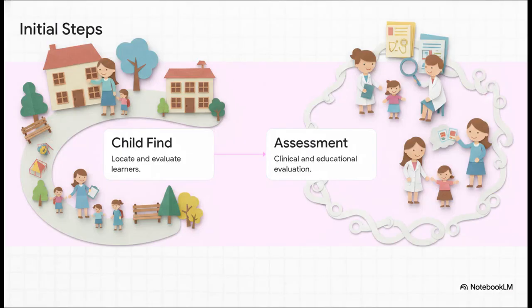Let's break down those first two steps. Step 1 is child find. This is actually a proactive system where local governments and educators go out into the community to locate and evaluate learners who aren't currently getting basic education services. Once a learner is found, we move to Step 2, assessment. Here, specialists like pediatricians and educators conduct clinical and educational evaluations to map out the child's exact strengths and needs. And remember, this is not a one-and-done test. It's a continuous evaluation process.